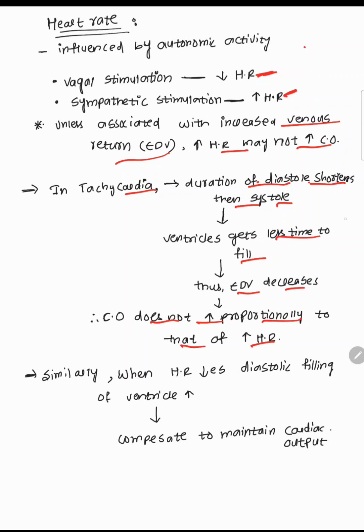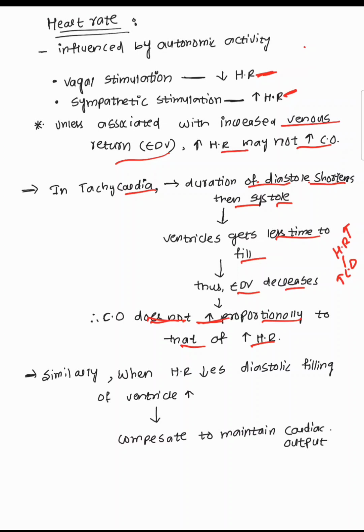You remember, heart rate will increase greatly, but when heart rate increases greatly, there will not be much increase in the cardiac output. What he wants to say is, see, cardiac output does not increase proportionately to that of heart rate. If heart rate increases 10 times, there will be an increase of only one time in the cardiac output. That much only. There will be no great increase in the cardiac output.